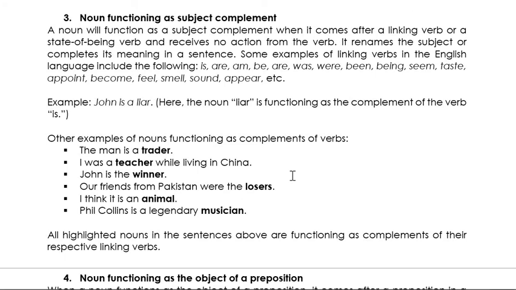Take for example, John is a liar. The word liar is a noun, and it tells you who or what John is or what John has become.